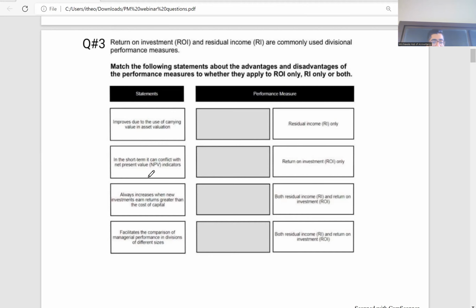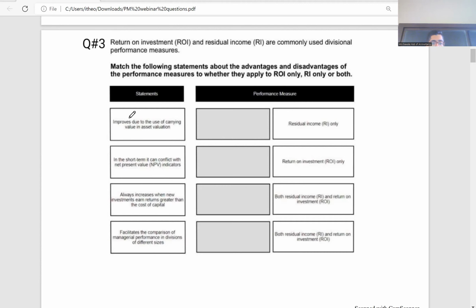In the short term, it can conflict with NPV indicators. You need to match it, whether it applies to ROI, RI, or both. Always increases when new investments earn returns greater than the cost of capital. So whenever an investment earns greater than the cost of capital, does this statement apply to ROI, RI, or both? Facilitates the comparison of managerial performance in divisions of different sizes, does this apply to ROI, RI, or both? Now, please pay attention.